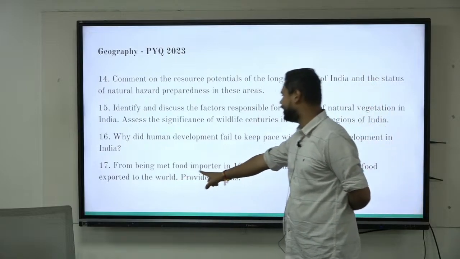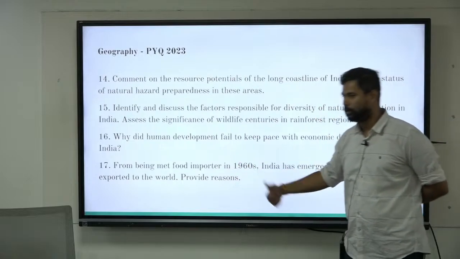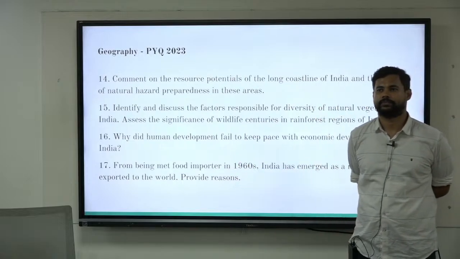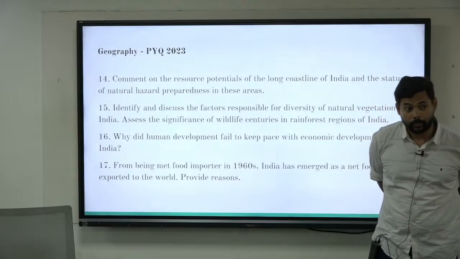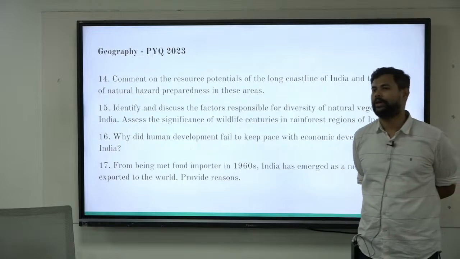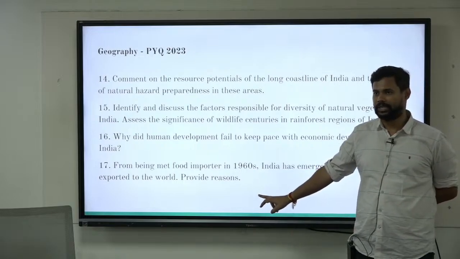From being a net food importer in the 1960s, India has emerged as a net food exporter of the world. Provide reasons. What is this? Green Revolution. Okay. What else? Can I broadly put it as Indian agriculture?